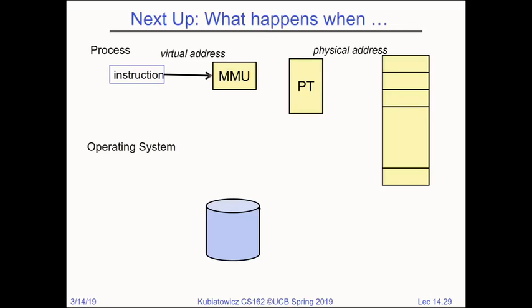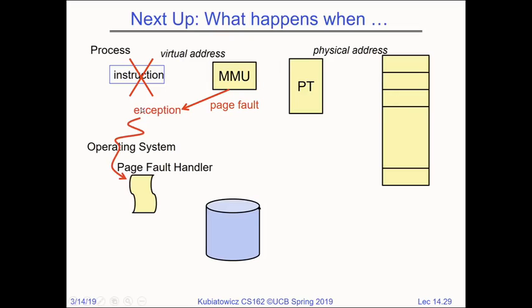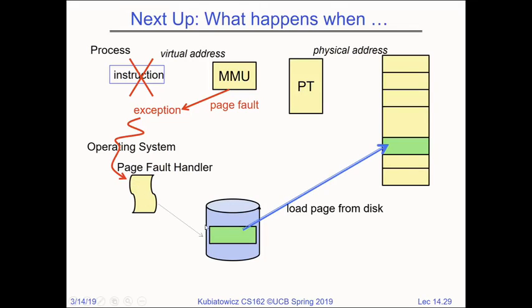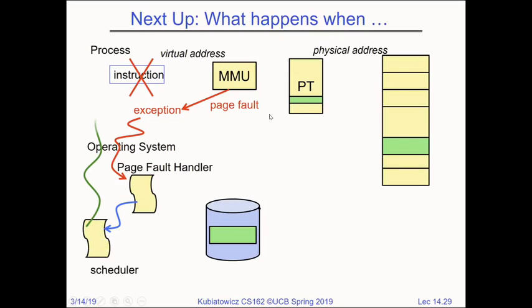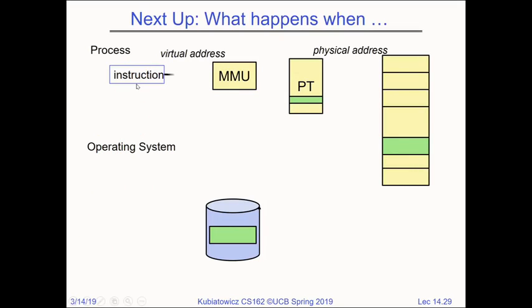Now, what happens when we've got an instruction that looks up a virtual address and finds the physical address? This is fine, but what happens if we go to translate and get a page fault instead, and that page fault goes as an exception into the kernel, which runs the page fault handler, which goes to the disk and loads a page from the disk, which then updates the page table entry, and then the scheduler eventually restarts the process. It tries it again, and this time it works. Okay, so that's kind of what we're up against next.